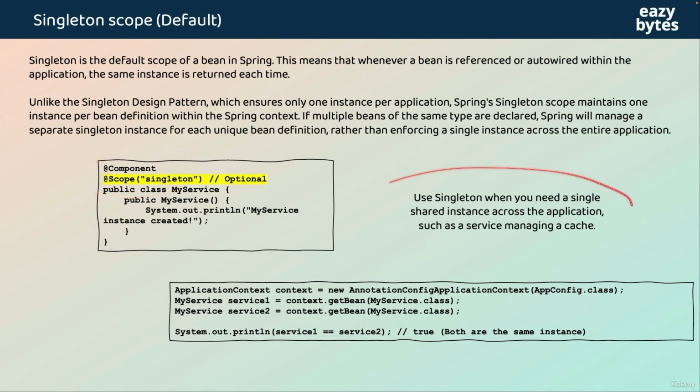I also highlighted an important note here saying that you should always use singleton when you need a single shared instance across the entire application, such as a service class managing business logic like caching or some validations or any other business logic. I hope you are clear about this singleton scope.